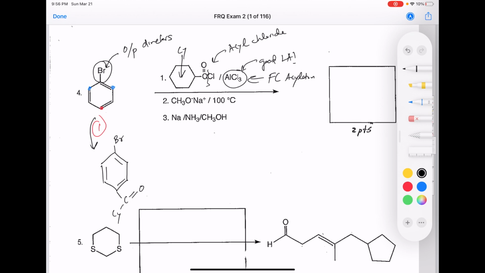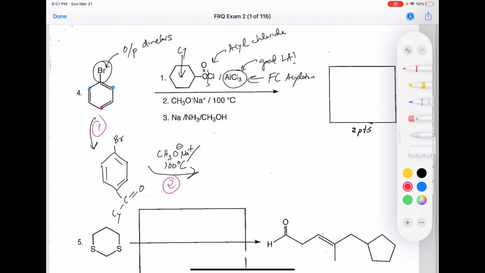Now, we have this benzene ring with two substituents that are para with respect to each other. In the second step, we're given a methoxide salt, sodium methoxide, and we are going to expose our current intermediate to it at 100 degrees C. So step 2.